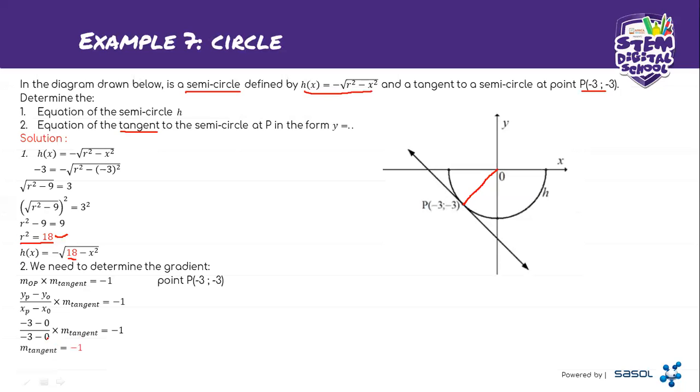Now it's actually going to give us +1, and then multiply by the gradient of the tangent, and then the answer is this one. Now the gradient of the tangent is -1. We have a gradient, and we have a point. We can now calculate the equation of a straight line.